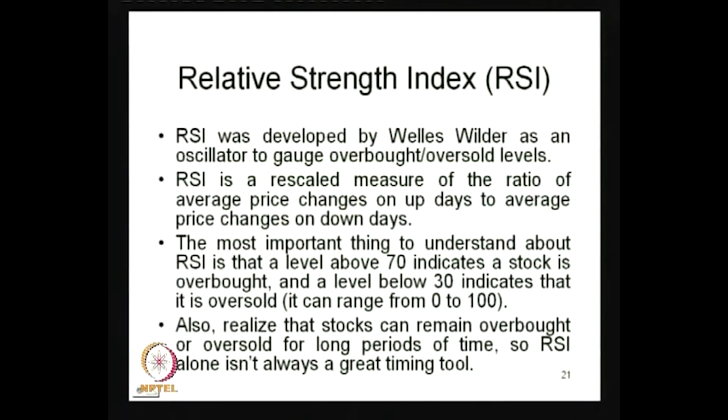The most important thing to understand about the relative strength index is that a level above 70 indicates the stock is overbought and a level below 30 indicates that it is oversold. It can range from 0 to 100. Also realize that stocks can remain overbought or oversold for a long period of time, so the relative strength index alone is not always a great timing tool.